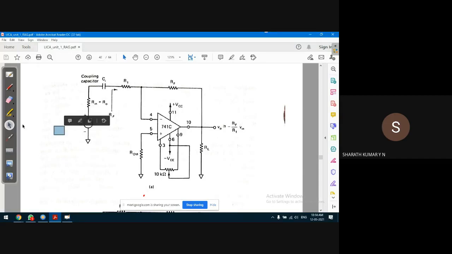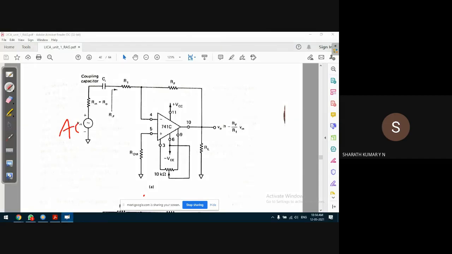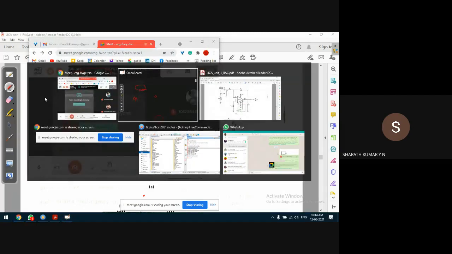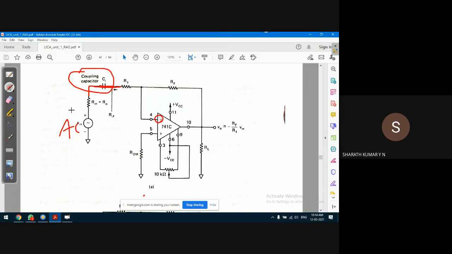AC input is applied to the inverting input terminal. It acts as an inverting amplifier. In the previous circuit we discussed, this capacitor was not included. There is an input coupling capacitor. If this is removed, this is nothing but a normal DC amplifier. It's a normal DC amplifier in the absence of this capacitor. So we have a capacitor called a coupling capacitor, the input coupling capacitor because it is on the input side, which helps in blocking the DC content from this AC source.